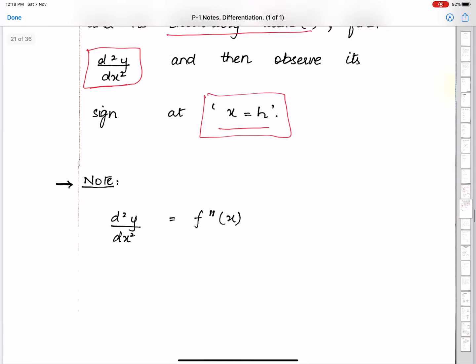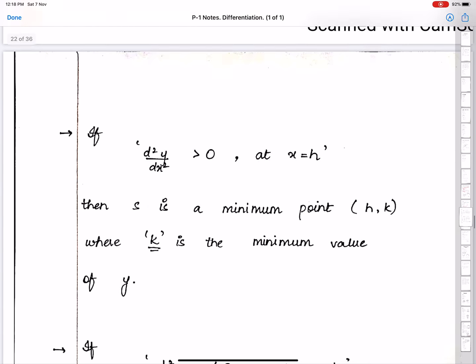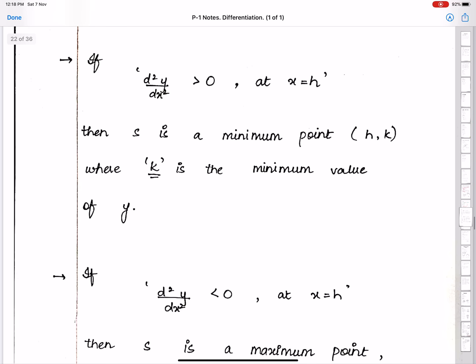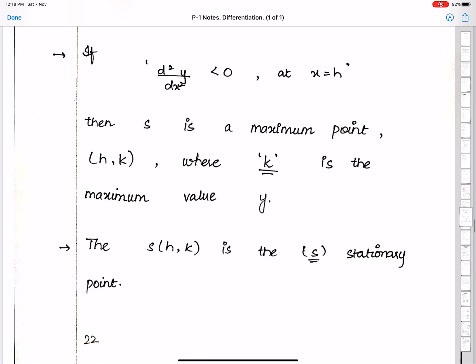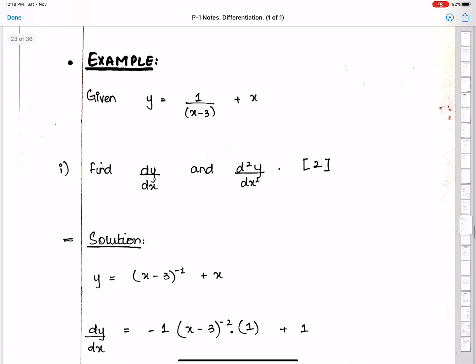So we have two possibilities. If the second derivative is positive at x is equal to h, then we say the point is minimum, and this k is the minimum value of y. If the second derivative is negative at x is equal to h, then it is the maximum point, and this k is the maximum value of y, where (h, k) is the stationary point.